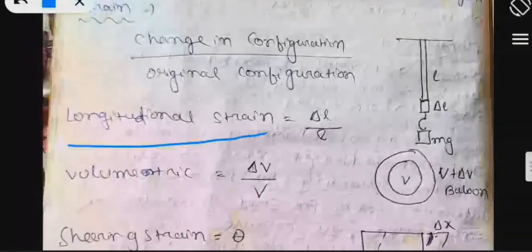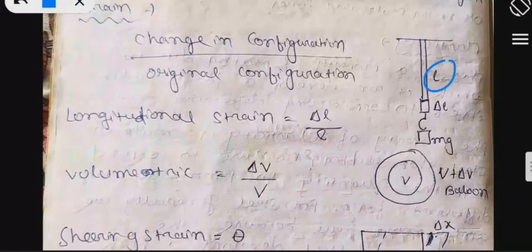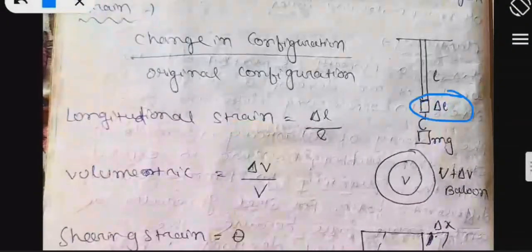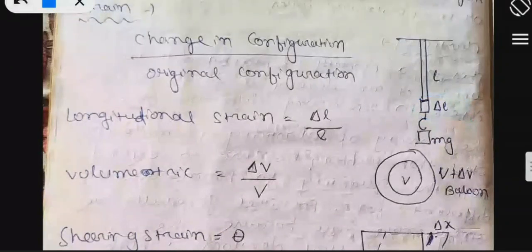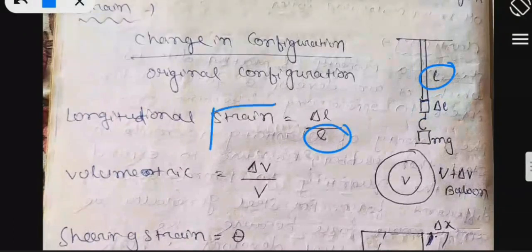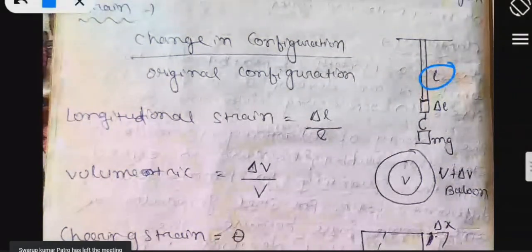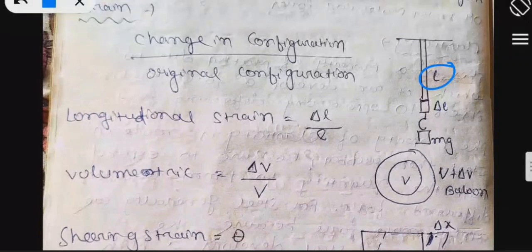What is a longitudinal strain? If we have a steel rod of length L, and by applying a weight mg it has increased up to a length delta L, then what should be the strain? The strain is the change in configuration. So what is the change in configuration? Delta L. And what was the original configuration? This is the original configuration, and what was the length? L. So this will give you the strain ratio. So basically it is the ratio of change in configuration to that of the original configuration. Okay, so this is longitudinal strain.